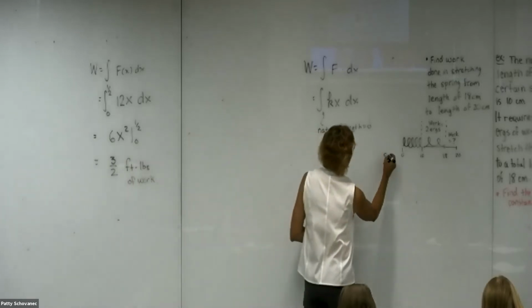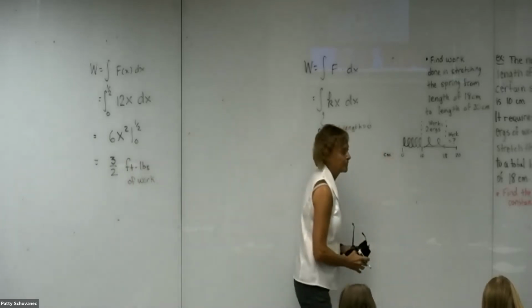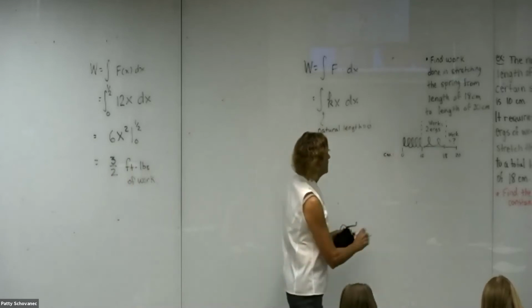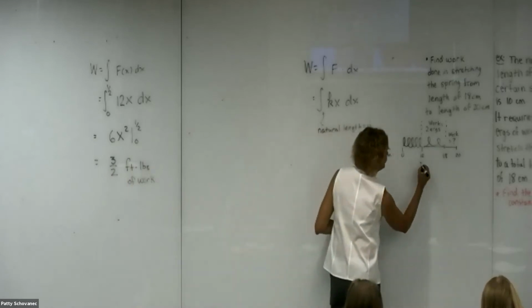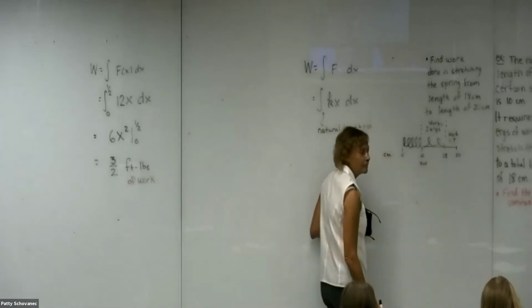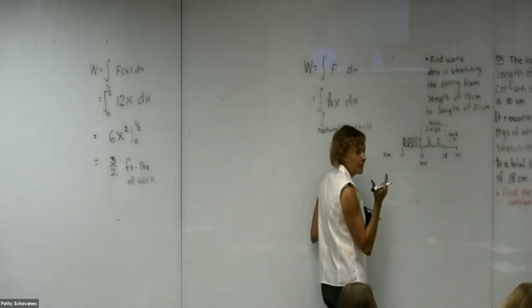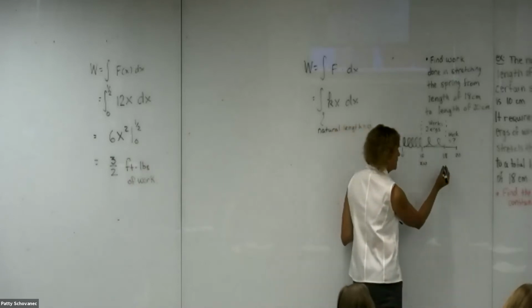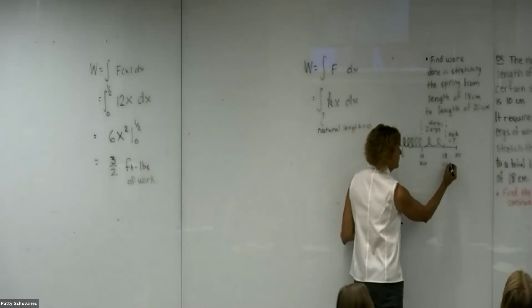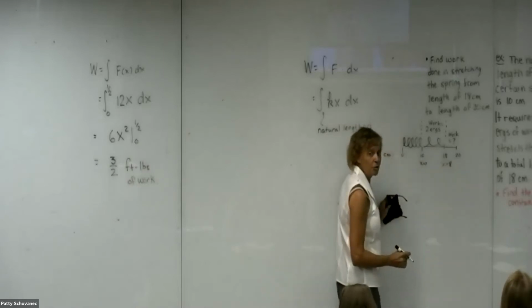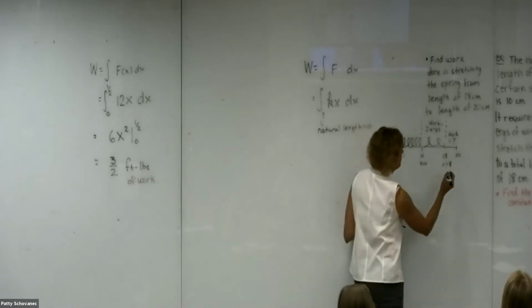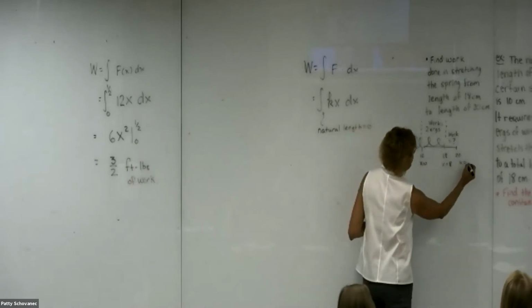So this is in units of centimeters. But this is going to correspond to X is 0. Right, the natural length. Haven't done any stretching. So this one's going to correspond to X is 8. In Hooke's law, force is directly proportional to distance beyond the natural length. And this is going to correspond to X is 10.